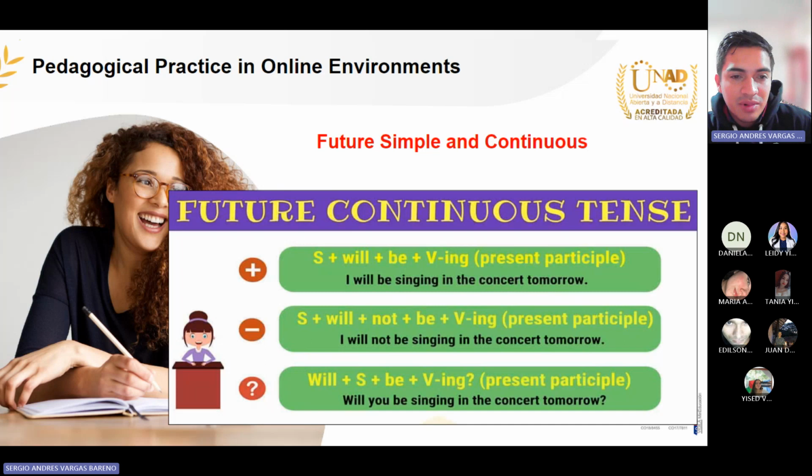So we have the affirmative. The structure is similar. Subject, will, be, and ing verb, and a complement. So we have one example: I will be singing in the concert tomorrow.